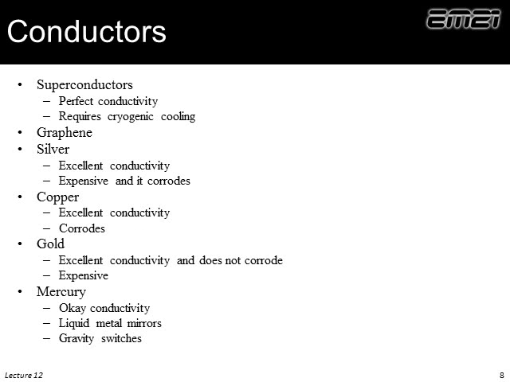But the first type of ordinary material is conductors. And this is where we have superconductors with approaching infinite conductivity. Graphene, almost a superconductor, is receiving a lot of attention these days. And the more traditional ones: silver, copper, gold, and mercury.